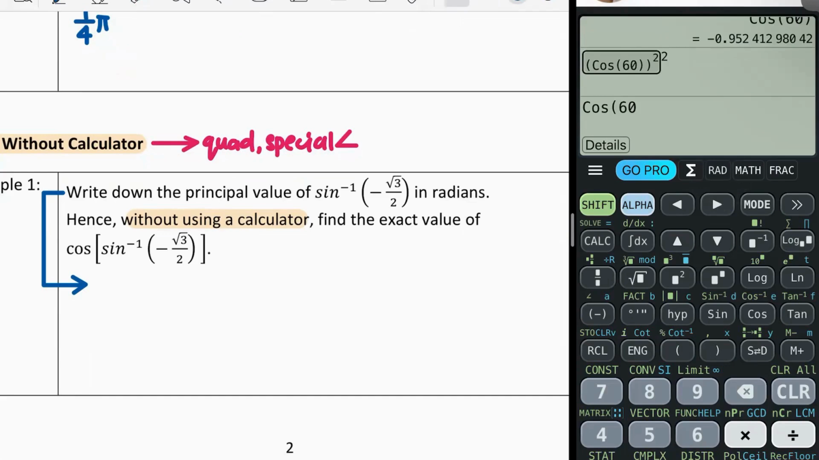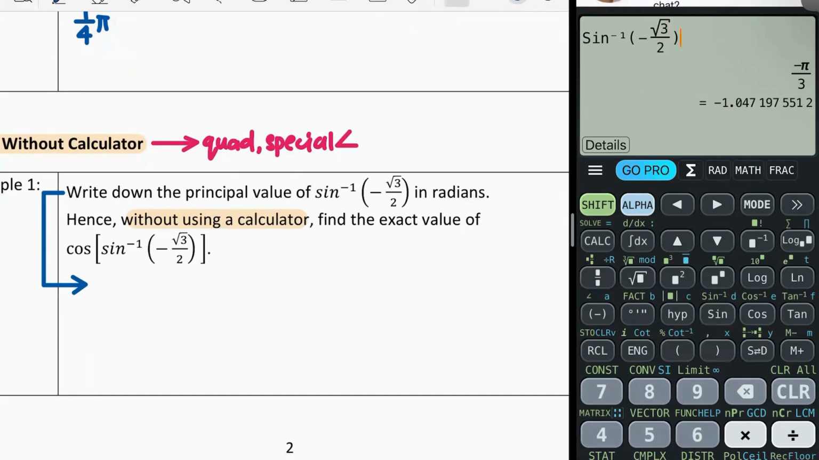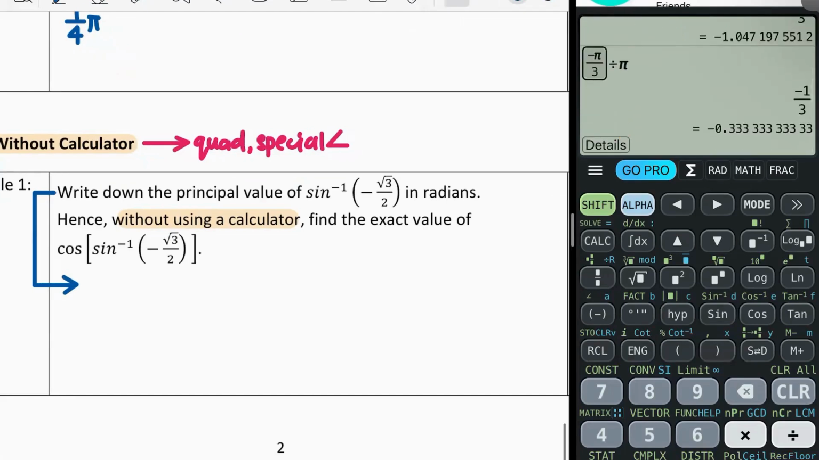I'm sure we can do that already if you have watched the previous video, okay? So this one can use calculator. So √3/2. So I'll close it up. I want it in exact form, so I'll divide by pi. So I'll know that my principal value is negative pi/3. Okay, so negative pi/3.